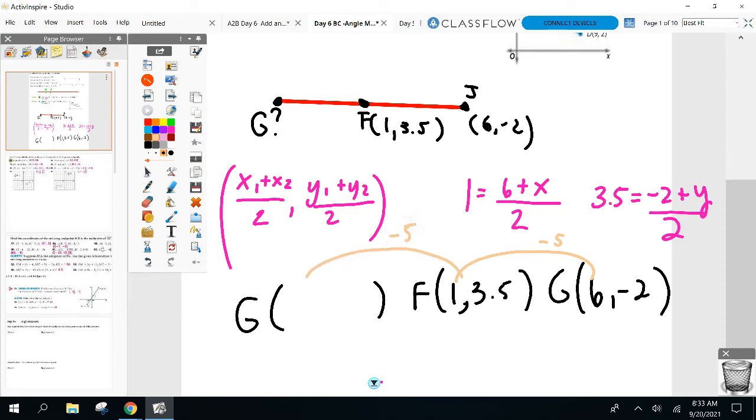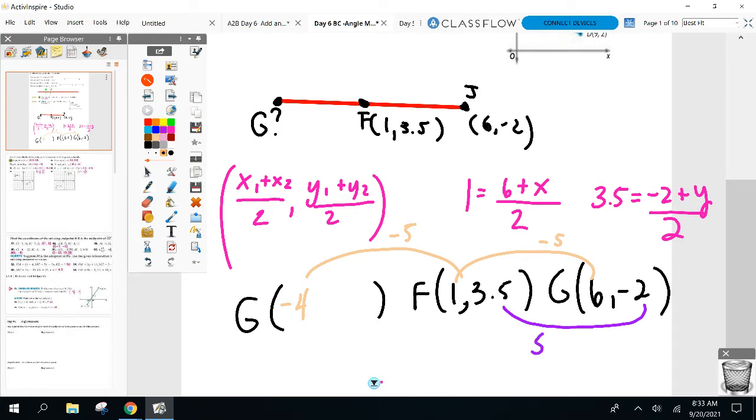So if you're at 1 and you go 5 to the left, where are you? Negative 4. Everyone's good? Now I got to do the same thing, but now on the y-axis with me. I'm at negative 2. Now here's where it might be a little complicated because it's decimals, but okay. If you're at negative 2 and you go up to 3.5, how many units did you go?